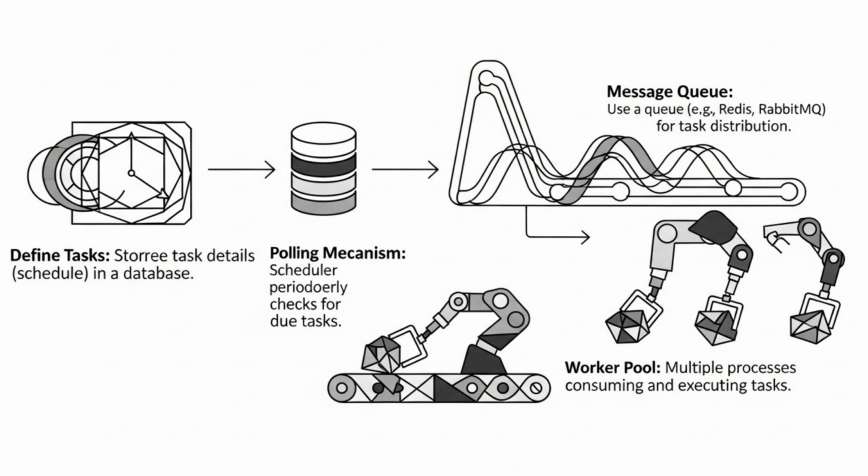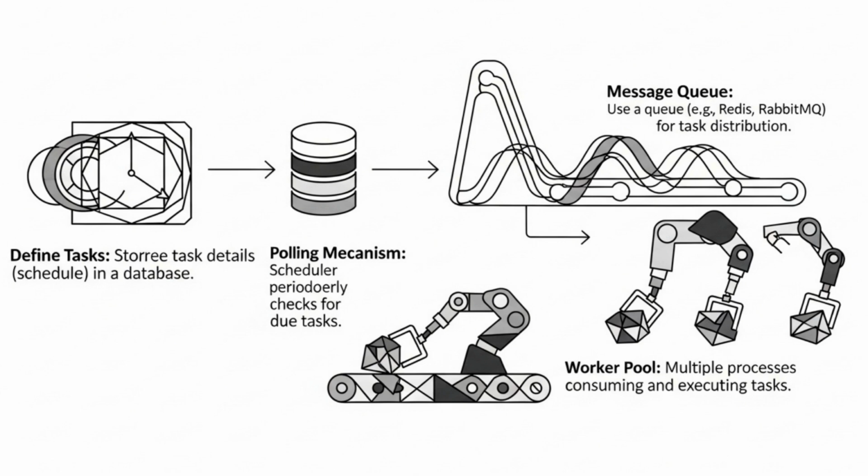Once a task is identified as due, the scheduler doesn't usually run it itself. Instead, it places the task onto a message queue. Technologies like Redis or RabbitMQ are excellent for this. The message queue acts as an intermediary, decoupling the scheduler from actual execution.